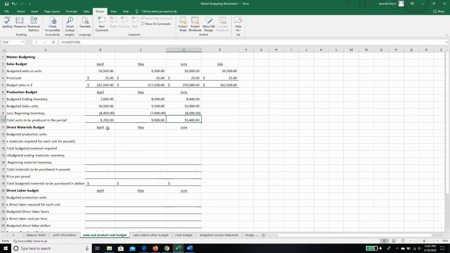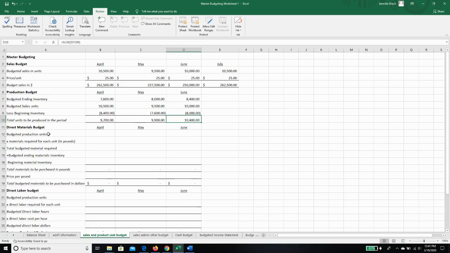All right, so now I have my production budget. In April, I'm going to produce 9,700 units. In May, I'm going to produce 9,900 units. And in June, I'm going to produce 10,400 units. Okay. On to our direct materials budget.